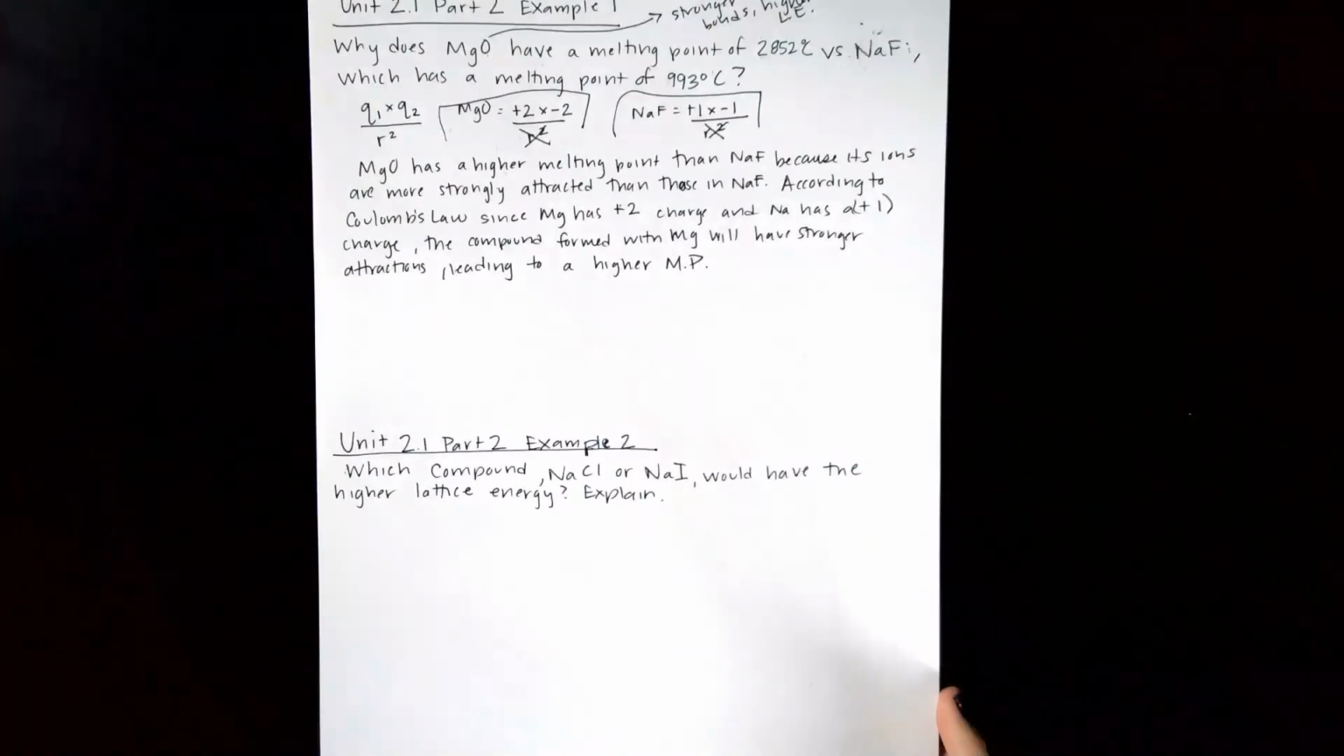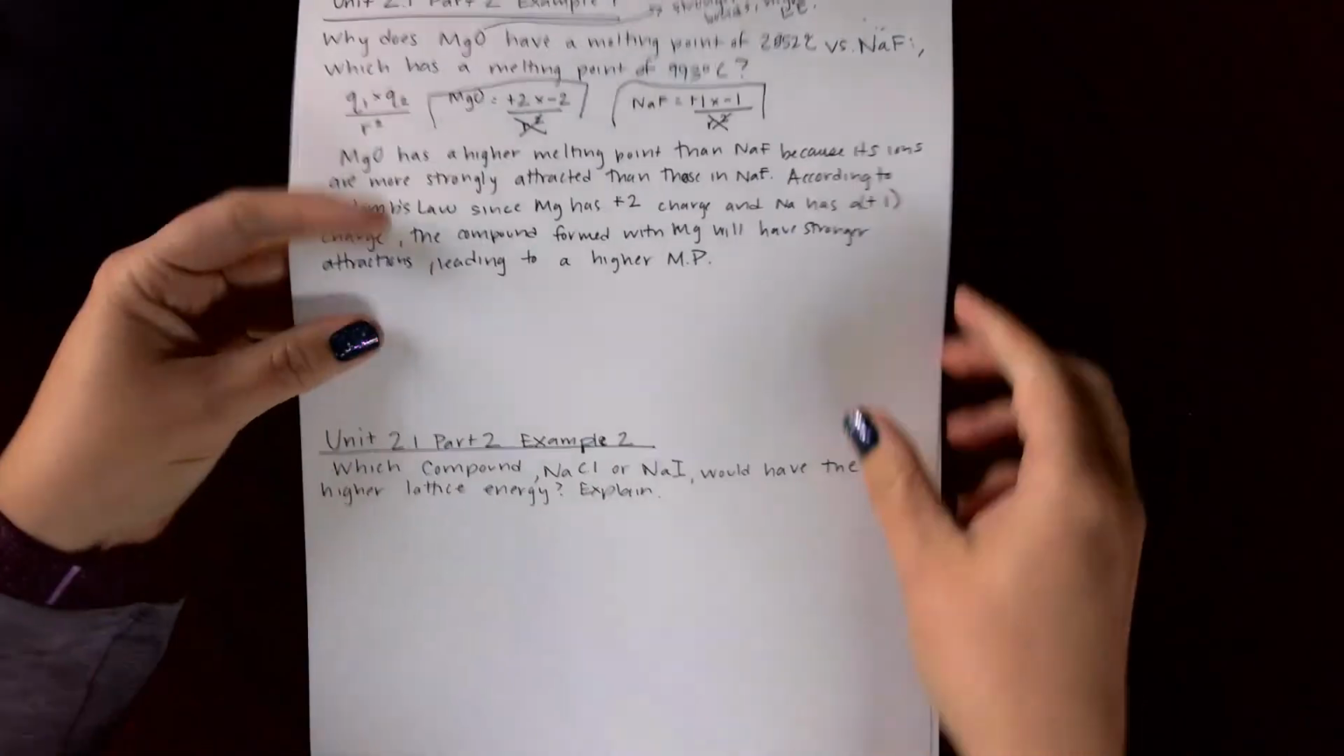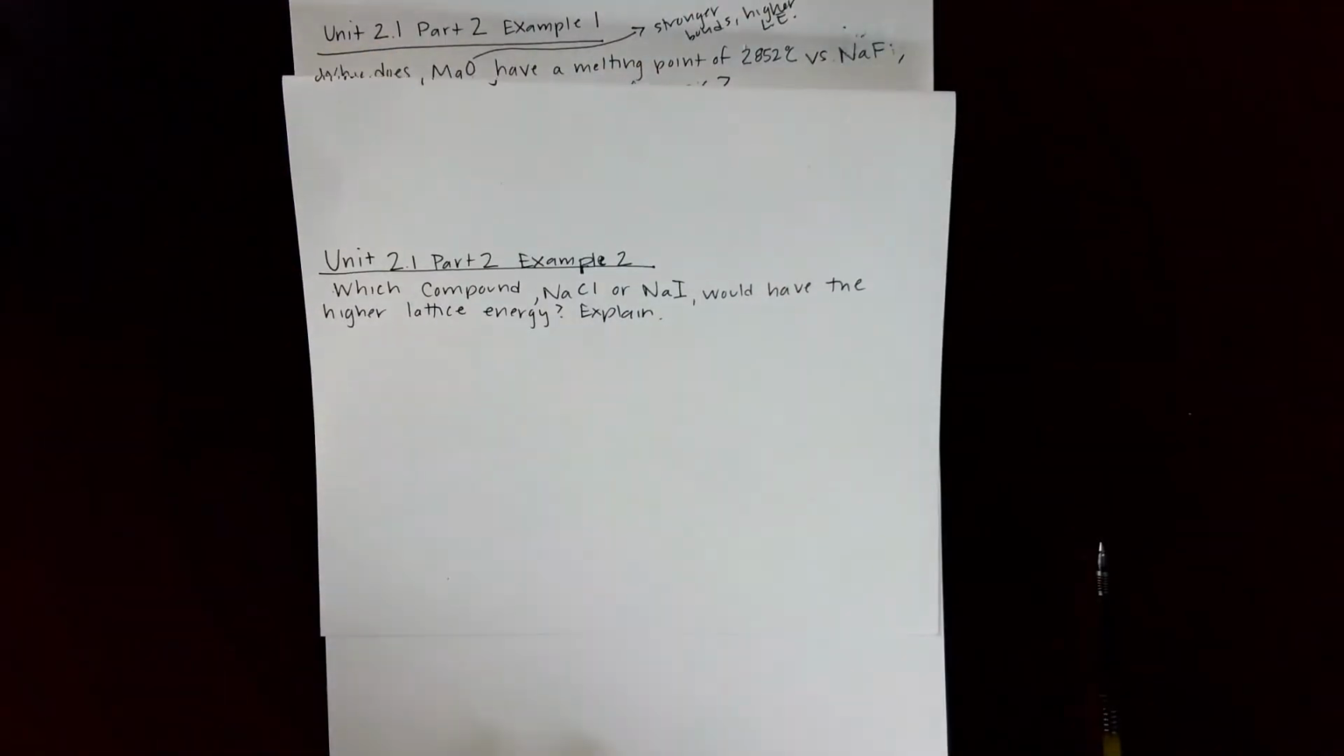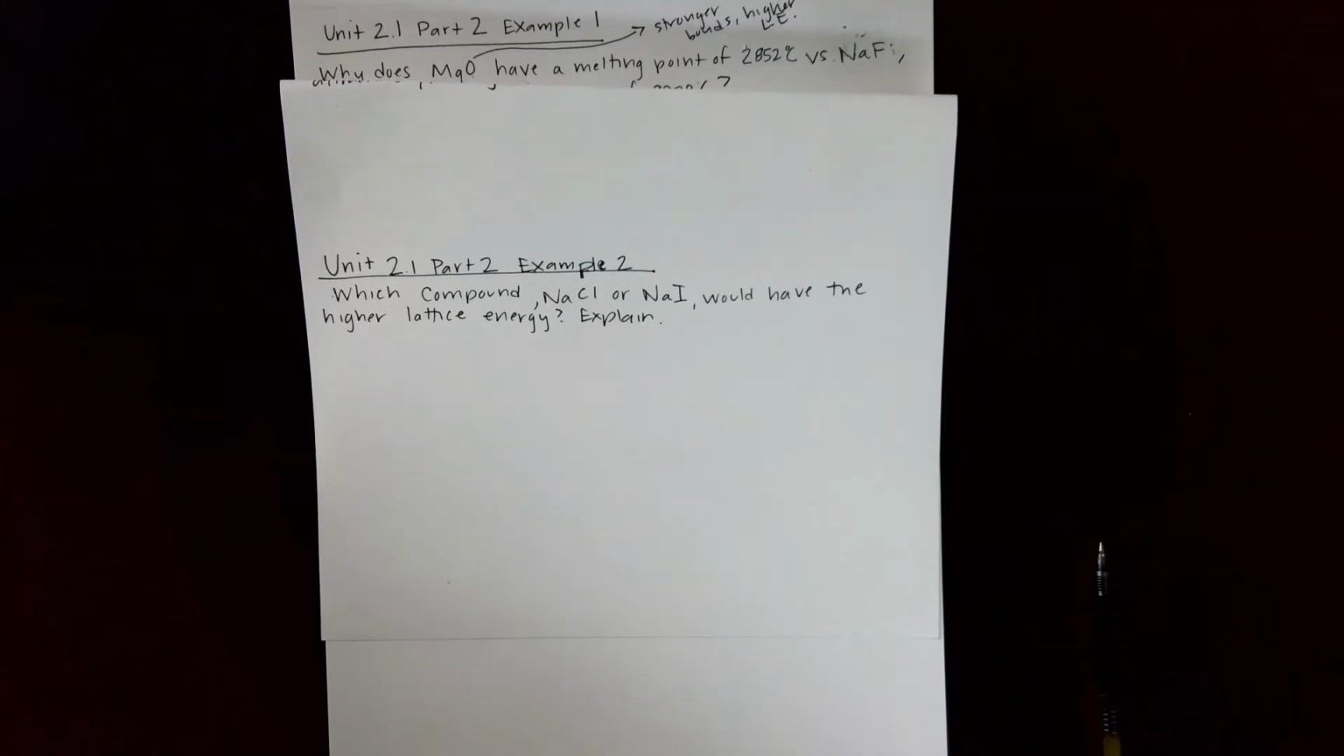Our second question asks, which compound, NaCl or NaI, would have the higher lattice energy, and explain.